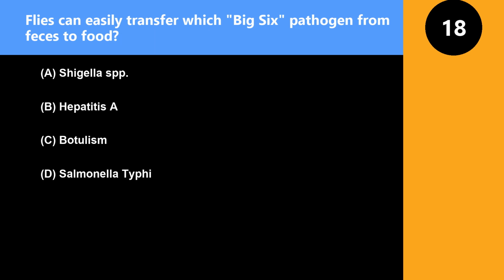Question 18. Flies can easily transfer which Big Six pathogen from feces to food? Option A, Shigella spp. Option B, hepatitis A. Option C, botulism. Option D, Salmonella typhi.